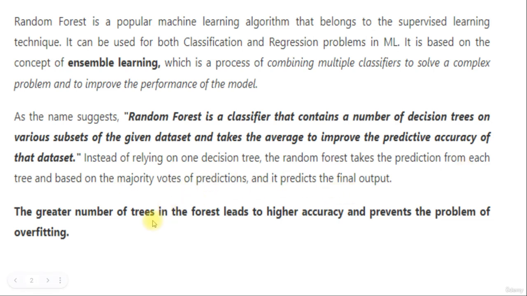So the greater number of trees in the forest leads to higher accuracy and it also prevents the problem of overfitting. If you remember carefully from the video on decision tree, in the disadvantage section we mentioned that sometimes, due to the increasing length of the decision tree, it tends to overfit on the data. So this problem can be prevented by using random forest.